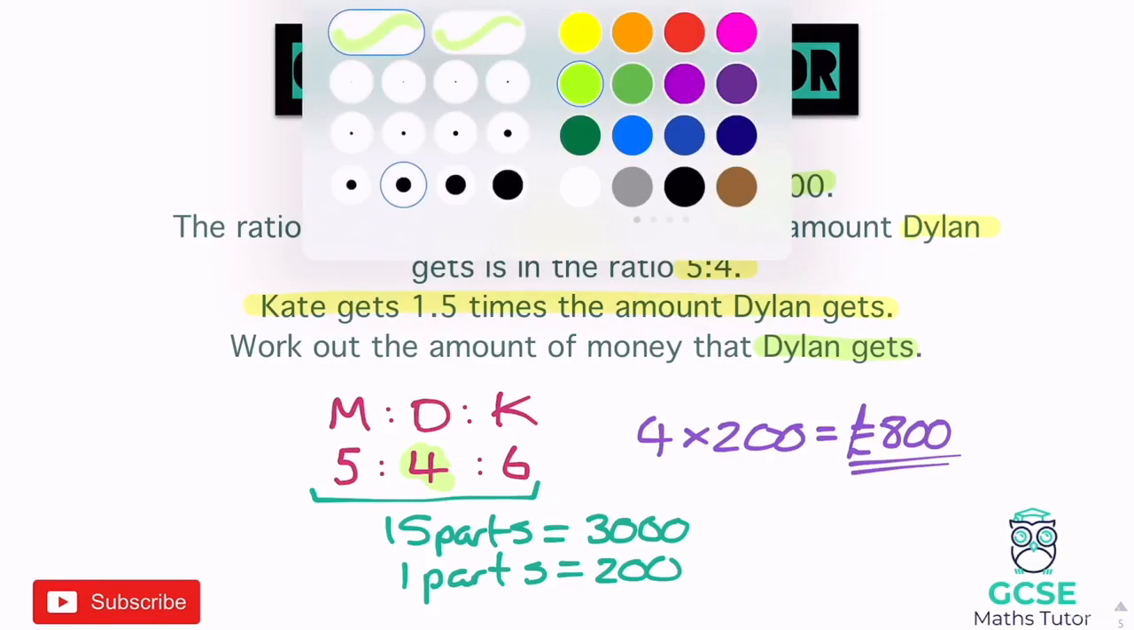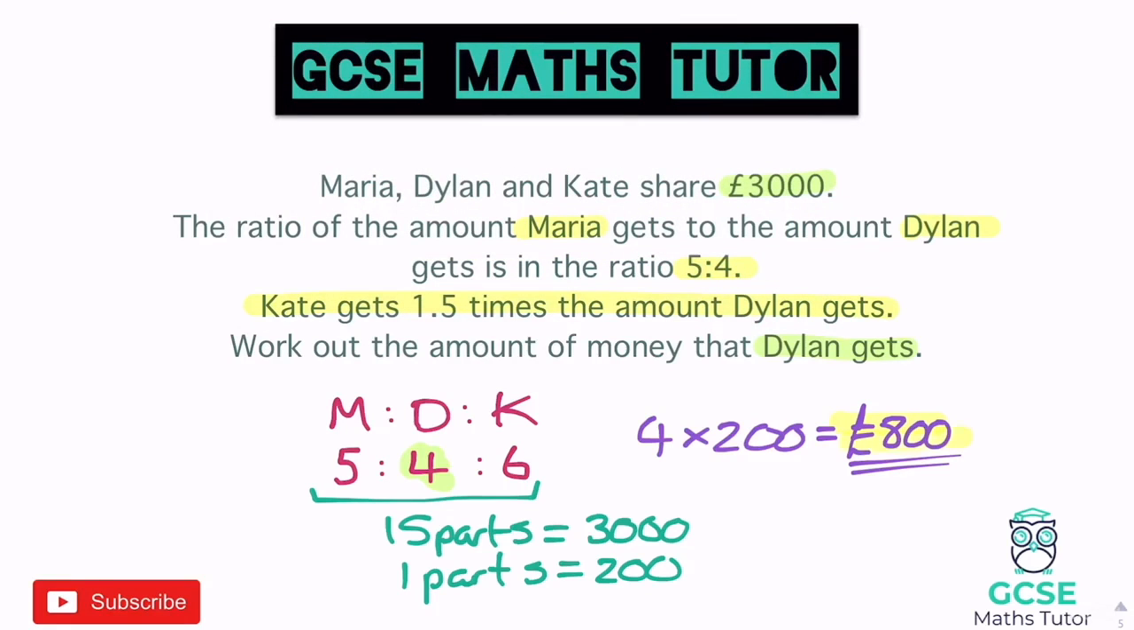And again, you could go about obviously finding out the amount that they all get. We could do Maria times 200, which is 1,000, and Kate's times 200, which is 1,200. And you could even add them all together then and show that there's £3,000 there. But that's how we'd approach this question.